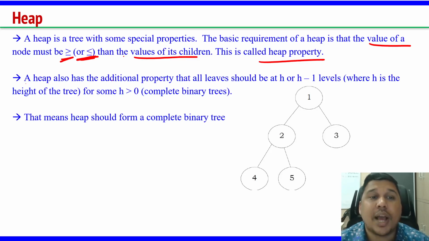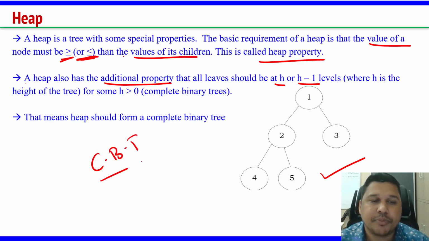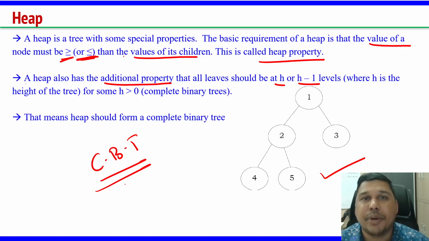A heap also has an additional property. What is that additional property? All leaves should be at level h or h minus 1. Okay, like this. If you remember the complete binary tree, we have studied 3 different types of binary trees: full binary tree, strict binary tree, and complete binary tree. So, a heap has an additional property that all leaves should be at h or h minus 1, like this. It can be here or here.